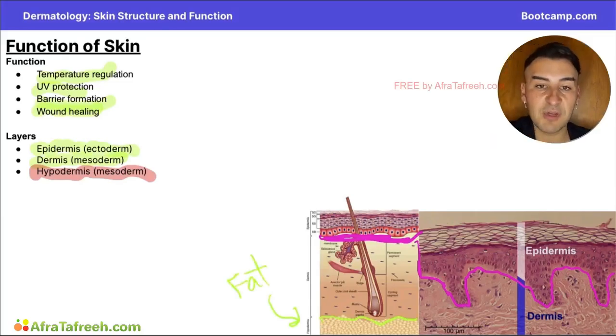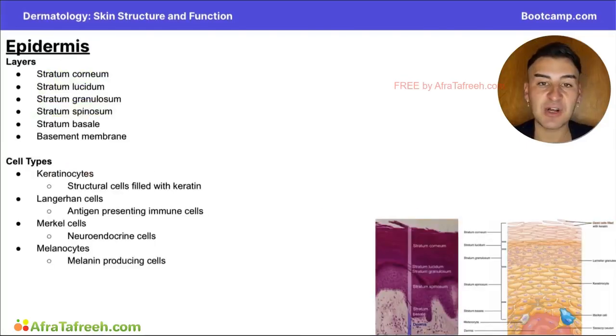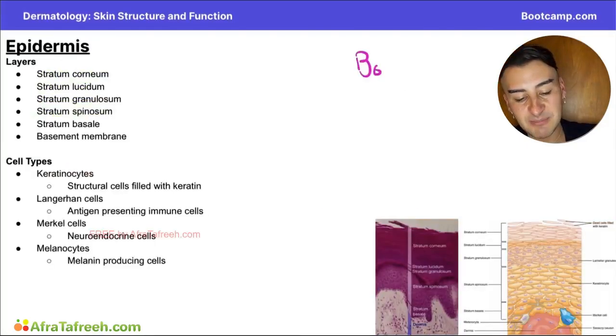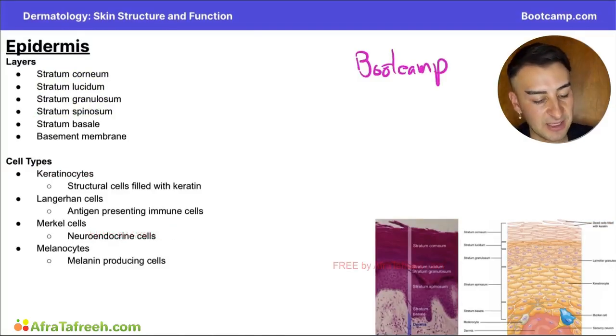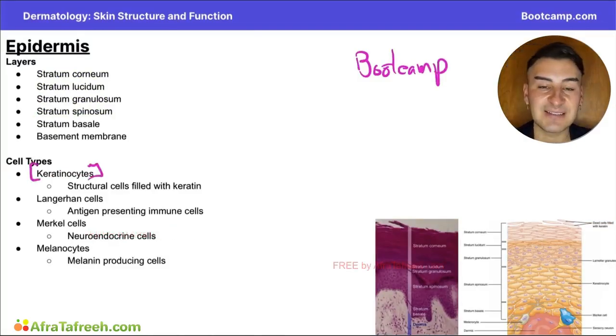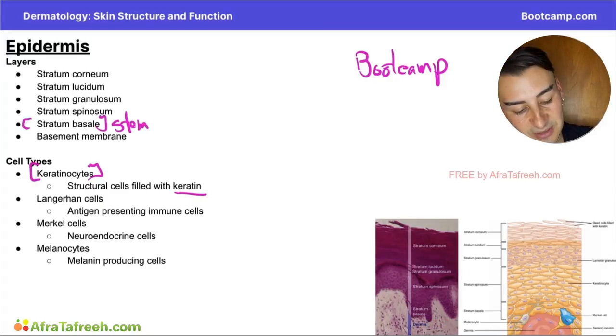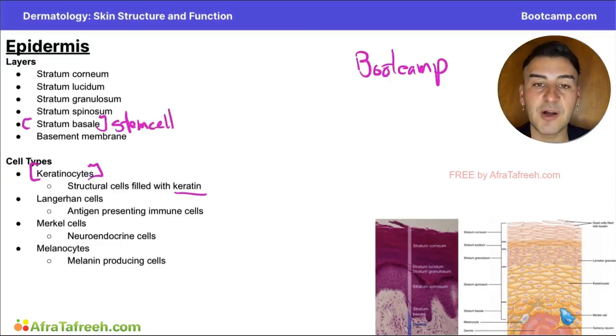So we've overviewed the basic layers. Let's get in depth a little bit more about each one. So let's start off with talking about the epidermis. When we talk about this, I want you guys to think of Army boot camp, okay? And in Army boot camp, we hire recruits. These recruits are going to be our keratinocytes. They're structural cells filled with keratin, which is a protective molecule. These recruits begin in the stratum basale, which is the deepest layer of the epidermis. It's actually a stem cell population, so it is where these recruits are born.